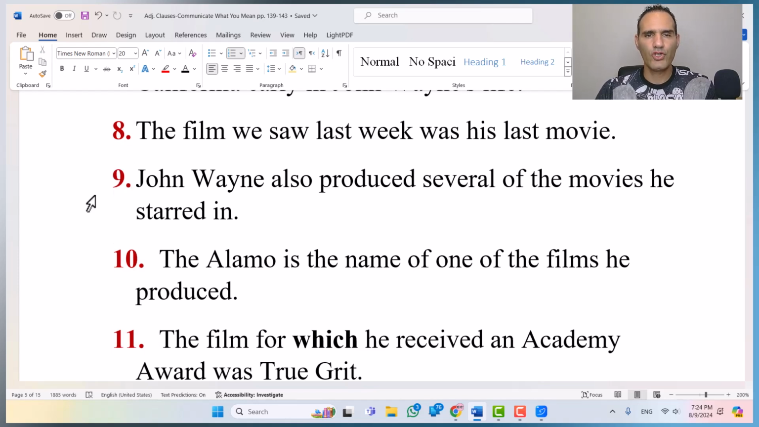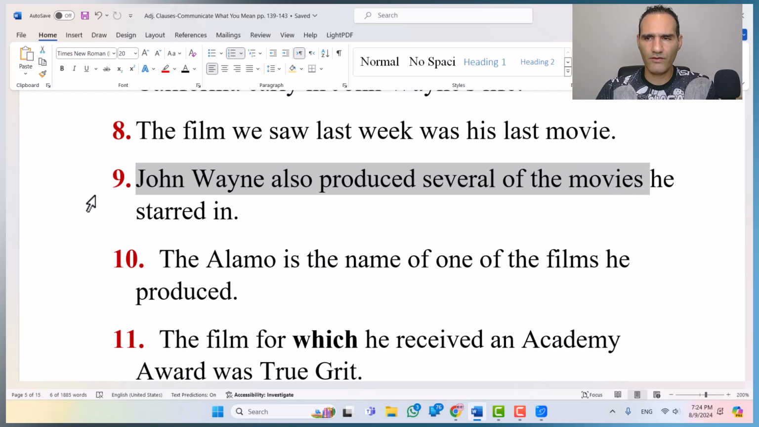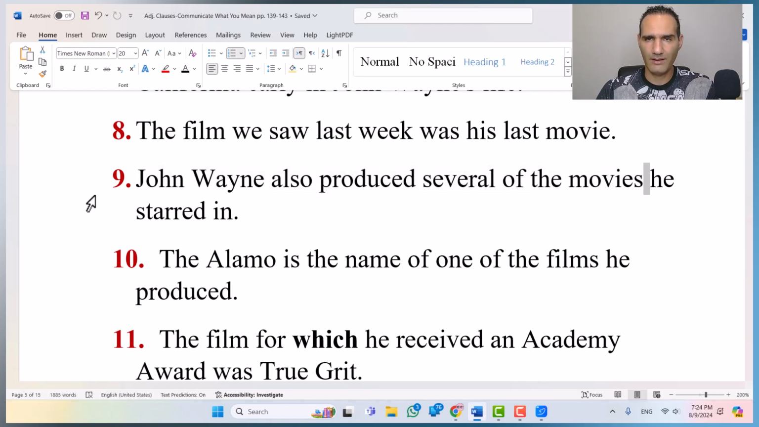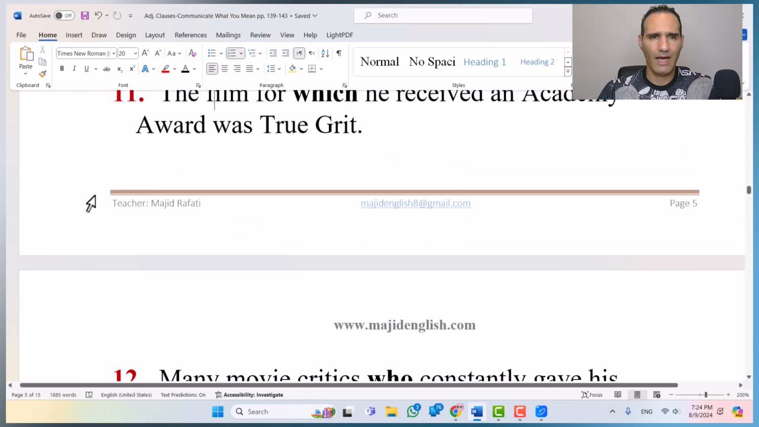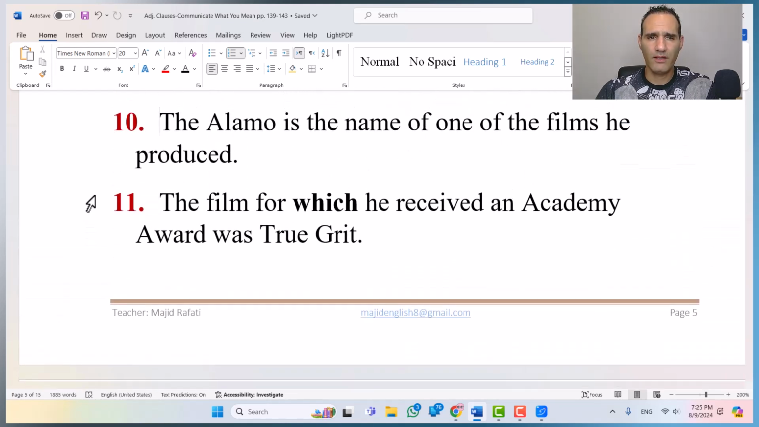Number 9. John Wayne also produced several of the movies that he starred in, relative pronoun as object and omitted. Star as a verb, so to be the main actor or the lead role. Number 10. The Alamo is the name of one of the films that he produced. He produced, a relative pronoun as object, omitted.